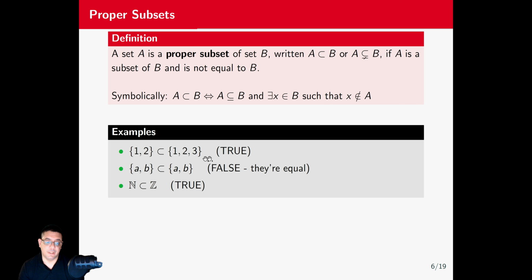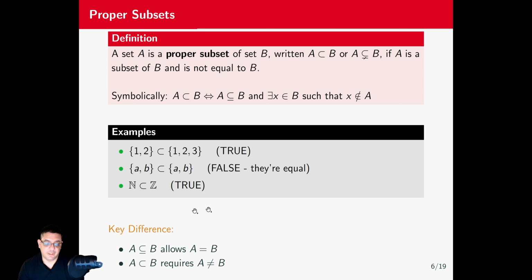Examples of this will be the set {1, 2} is a proper subset of {1, 2, 3}. Notice that 3 is here, but it's not here. And A, B is not a proper subset of A, B because they're the same. The naturals are a proper subset of the integers because you have more integers than just the positive naturals.